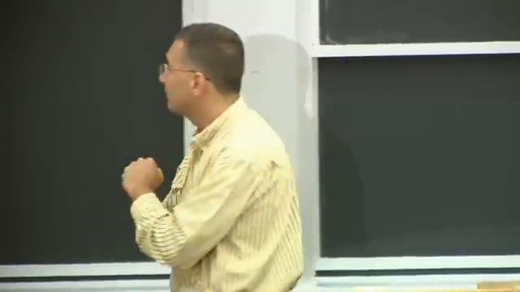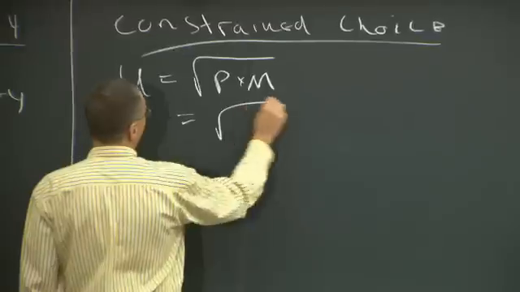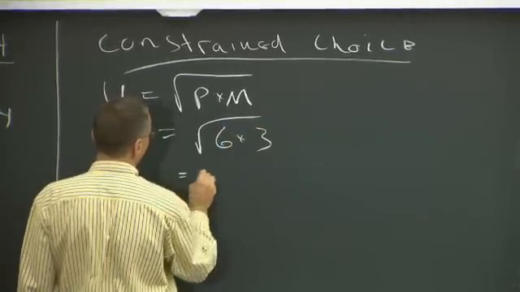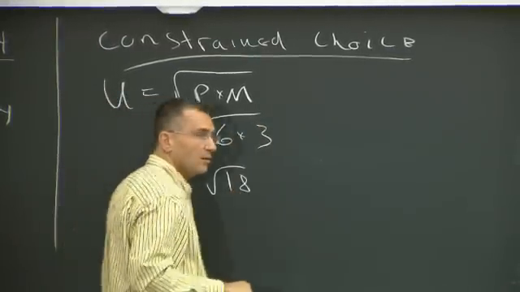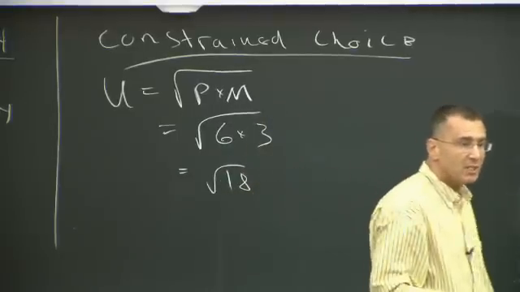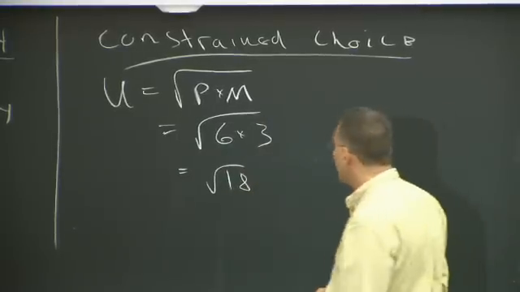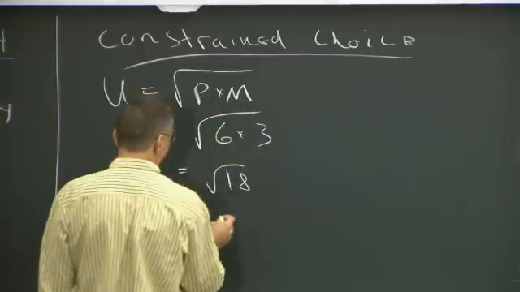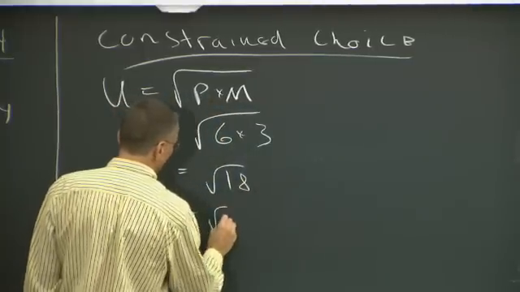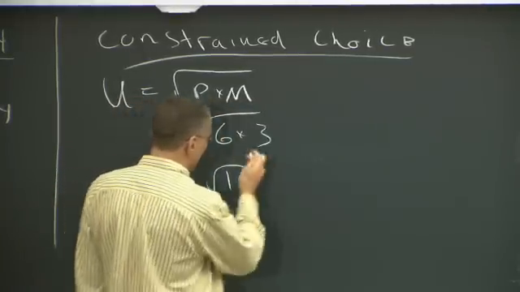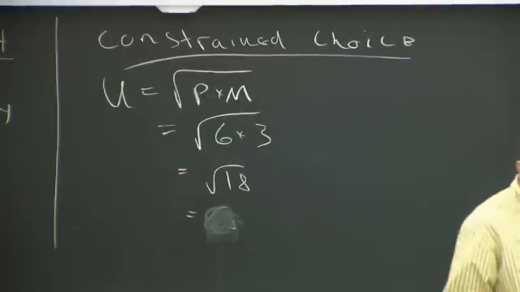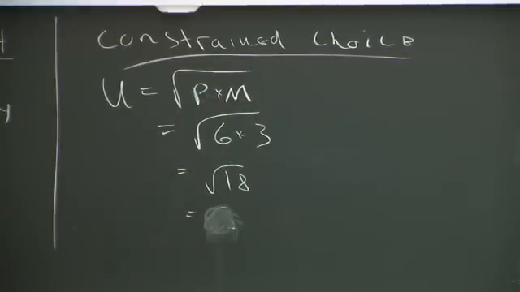The value of utility is the square root of 6 times 3, which is the square root of 18. That's 3 times the square root of 2, but we'll just call it the square root of 18 for comparison. Now, let's talk about why that's the best point for you.